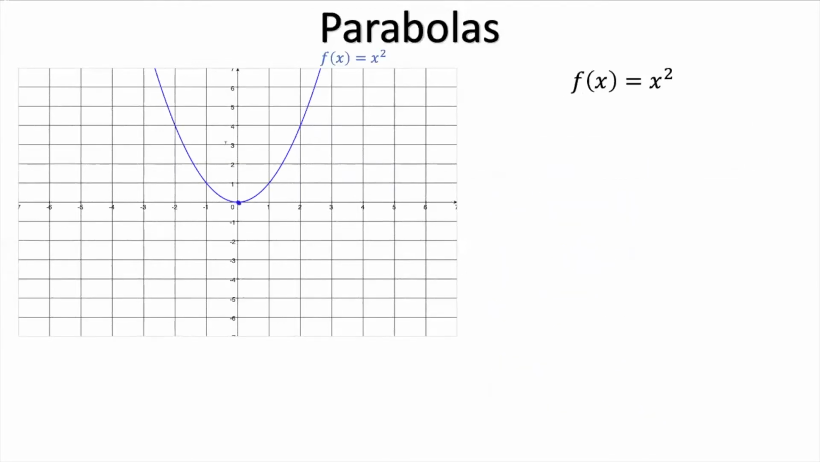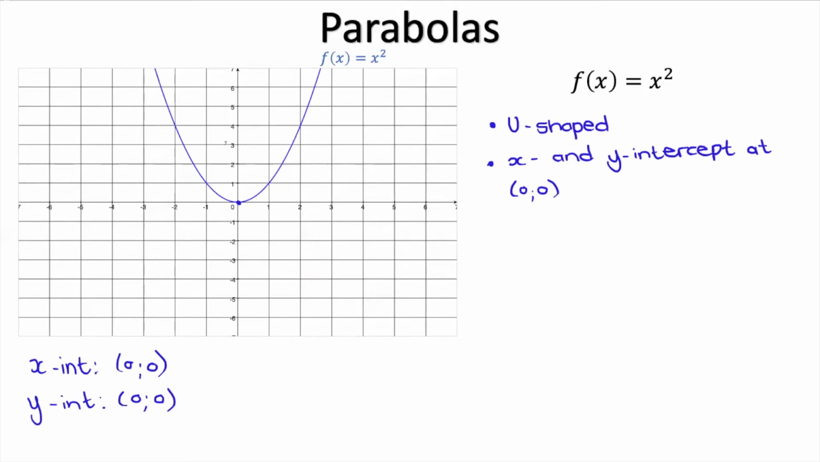So now let's discuss what we see here in terms of this graph. Notice that I've also labeled it because we want to create good habits. So let's have a look at some of the characteristics of this graph. The first one that I notice is that it's U-shaped. All right, and then I can also see that the y and x intercepts are at the point 0, 0, and I've just made a note of that at the bottom.